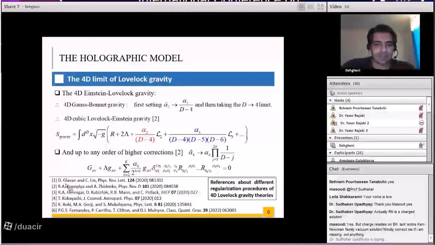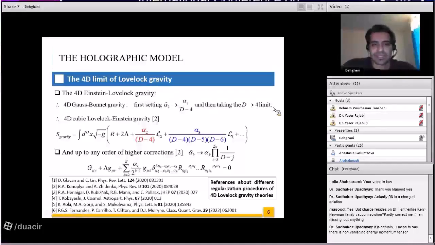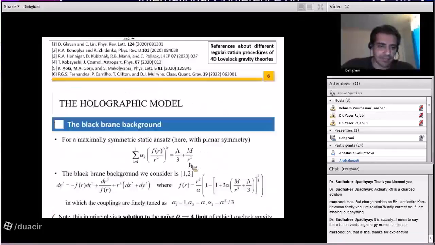To circumvent this issue, one can use the four-dimensional limit of Lovelock gravity. The first version of this was proposed by Glavan and Lin in this reference, in which four-dimensional Gauss-Bonnet gravity was proposed. This can be done by first rescaling the Gauss-Bonnet coupling, and then taking the four-dimensional limit of the resulting field equations. This pattern can be extended to higher dimensions for cubic terms and also for the rest of the higher curvature terms. And using this approach, all the higher curvature terms of Lovelock gravity can contribute to four-dimensional Einstein gravity. Different regularization procedures of four-dimensional Lovelock gravity have been presented.